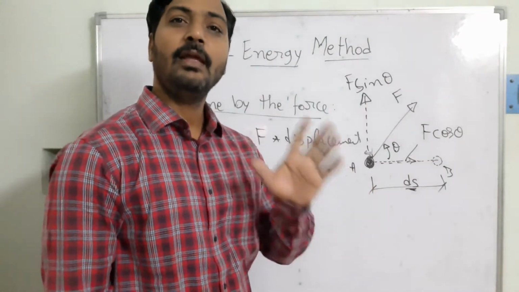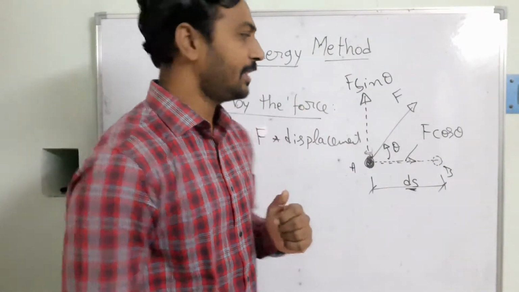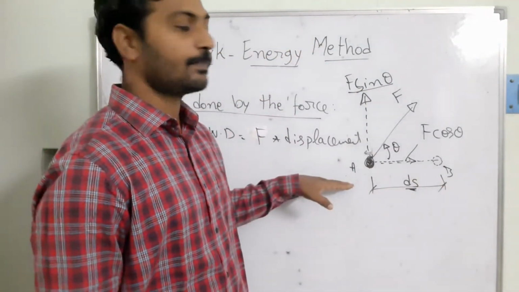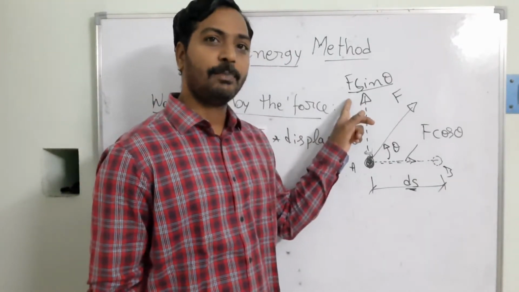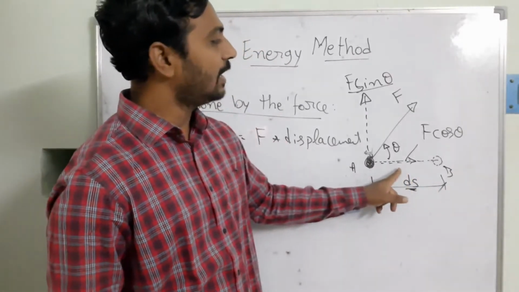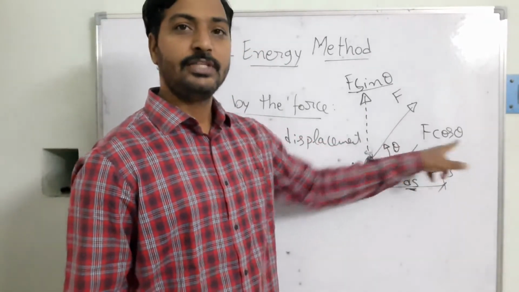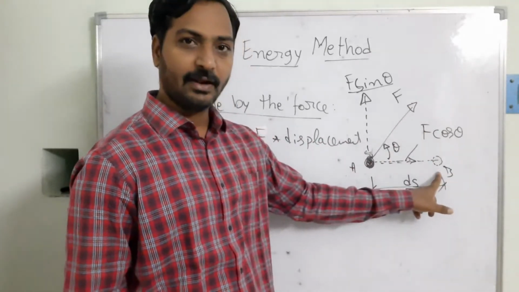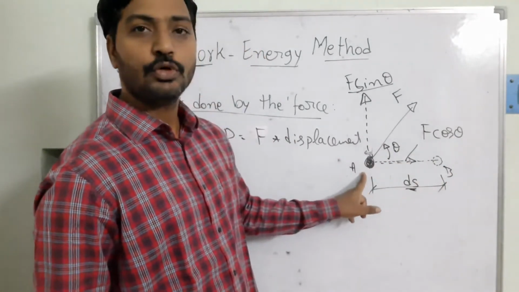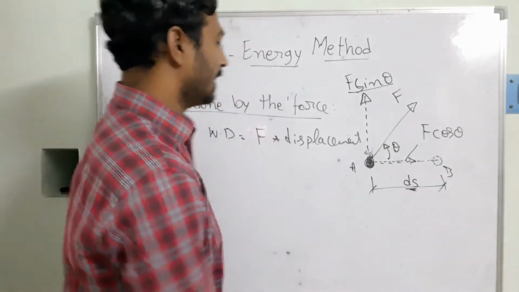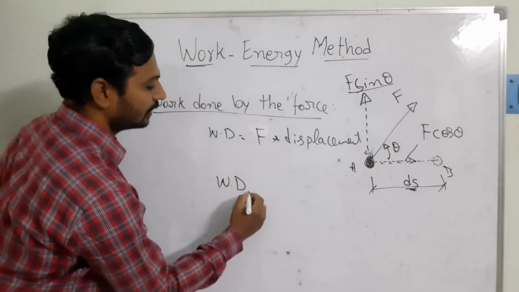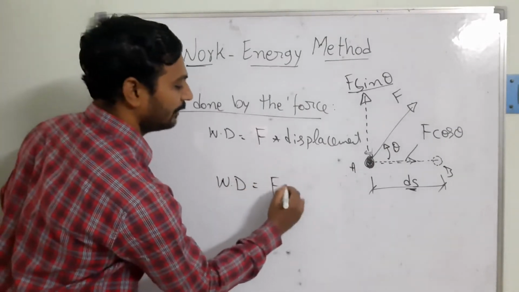Now which force is imparting the motion to the particle? F sin theta is always acting normal to the displacement vector, so it is not going to cause any displacement in the direction of the displacement vector. But the horizontal component F cos theta is parallel to the displacement vector, and due to this reason F cos theta imparts the motion to the particle from A to B. So for this situation I am going to convert the work done: the work done is equal to, what is the formula? F cos theta.